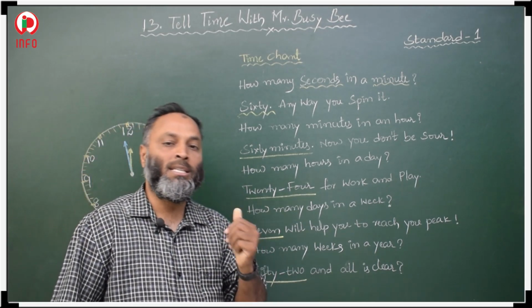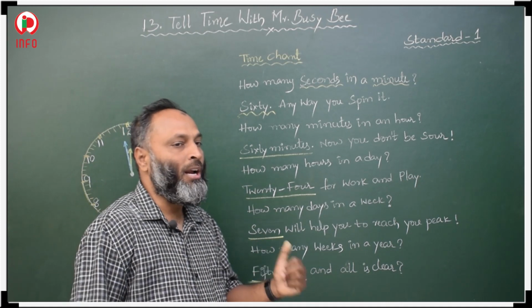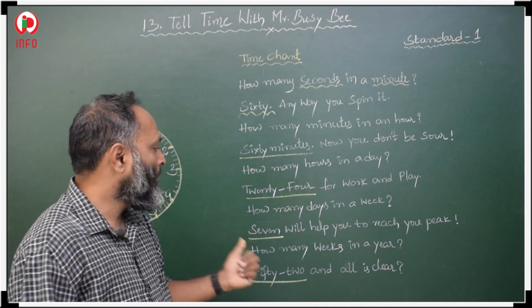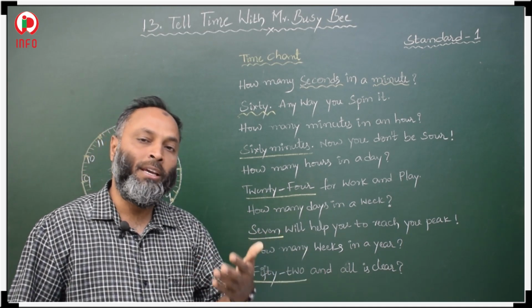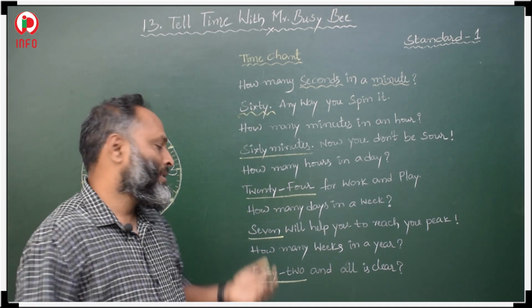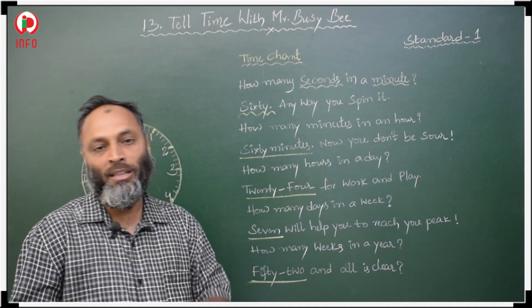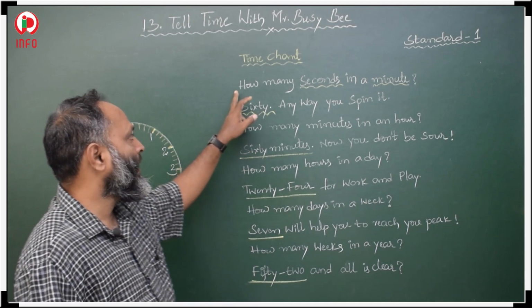In an hour, 60 minutes. Then how many hours in a day? 24 hours in a day. Then how many days in a week? 7 days in a week. How many weeks in a year? In a week, 52. So then all is clear. All is clear.